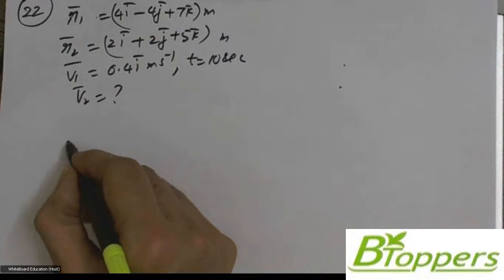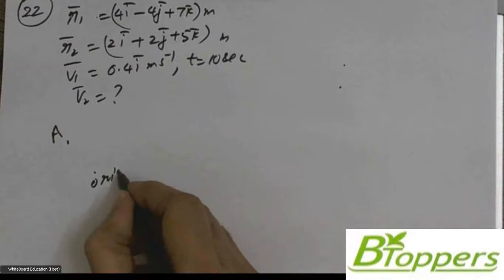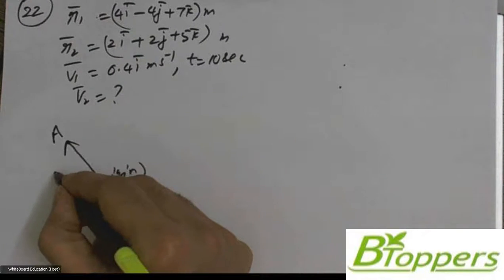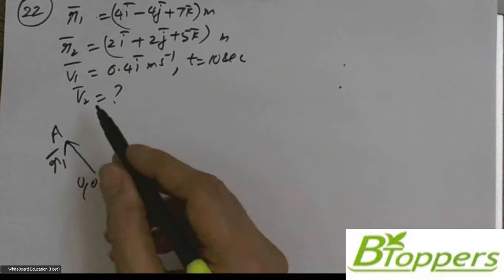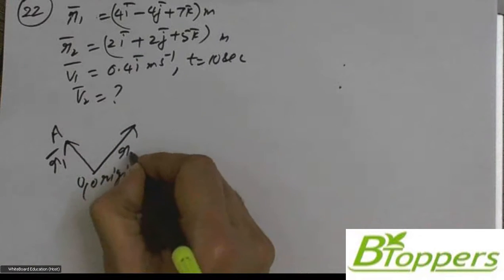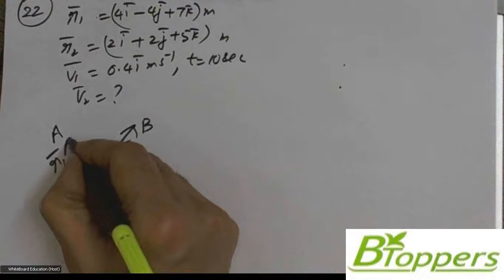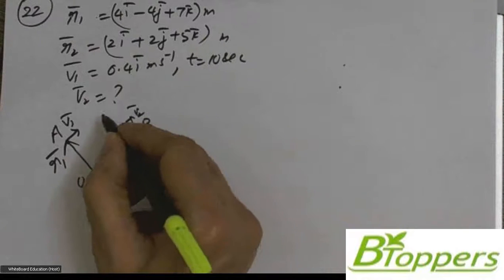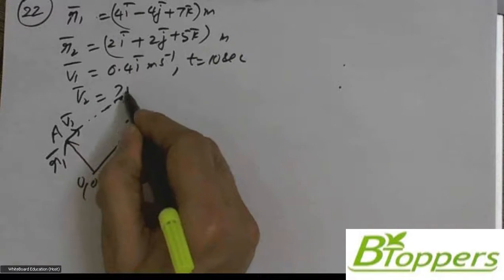So let A be the initial position of the first particle, and O is the origin of the coordinate system. This problem comes under the discussion I have done earlier: the condition for collision of two particles. Let B be the initial position of the second particle. The first particle starts moving with constant velocity V1 bar. The second particle starts moving with constant velocity V2 bar. Let us suppose the two particles collide with each other at a point P.